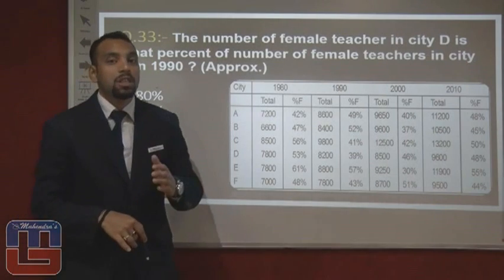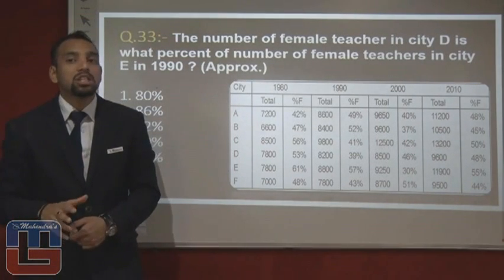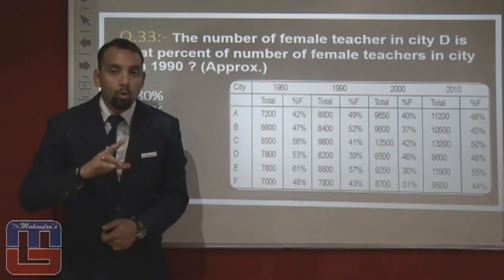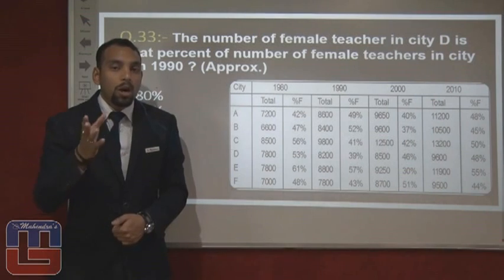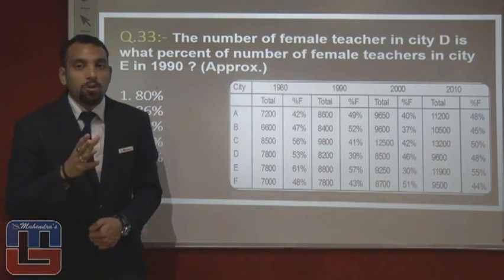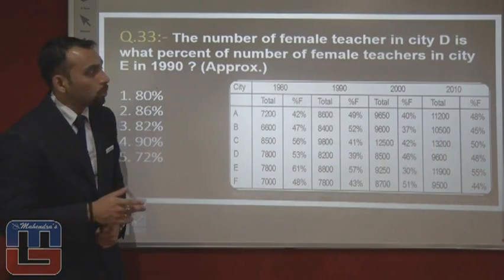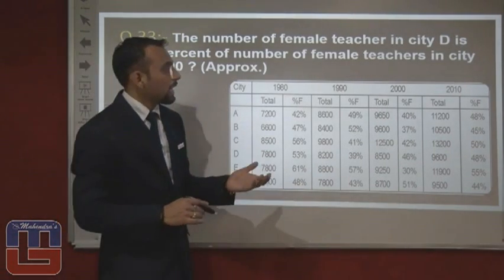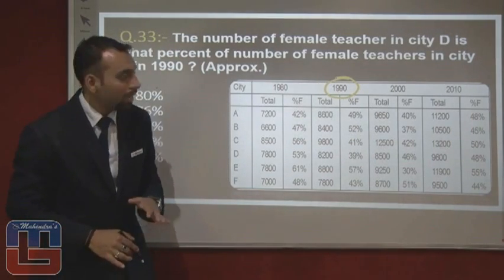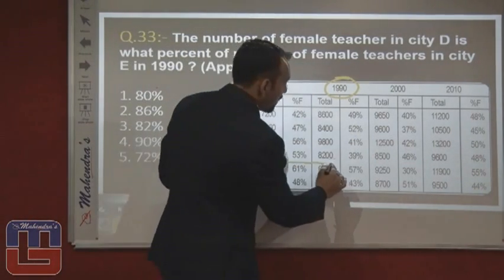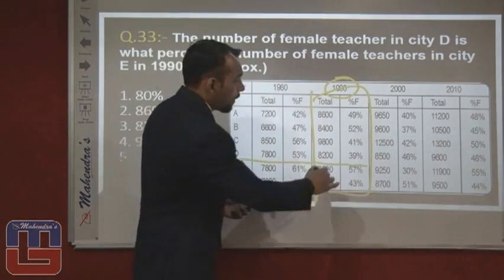The next question is from DI. The question is the number of female teacher in city D is what percent of the number of female teacher in city E in 1990? Now see, where is 1990? This one 1990. City D. Where is city D? This one is city D. Right?